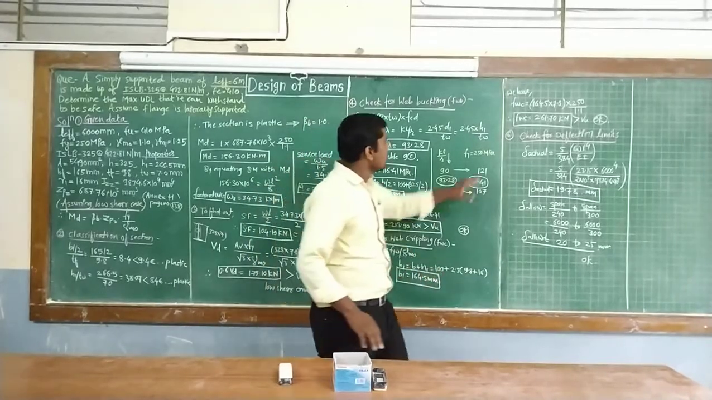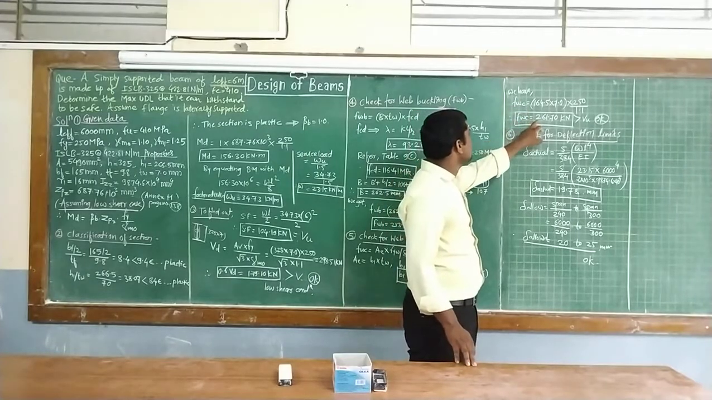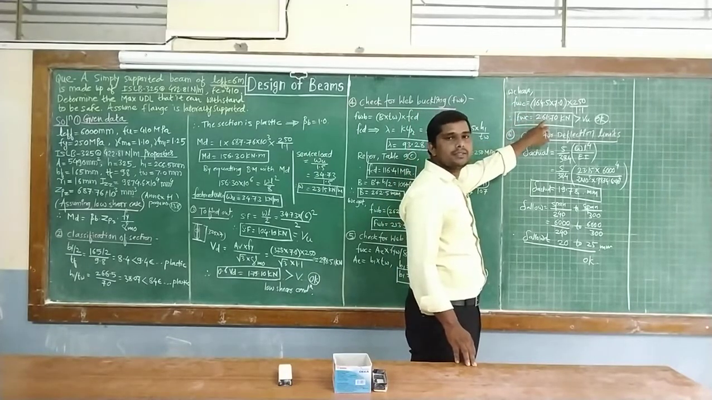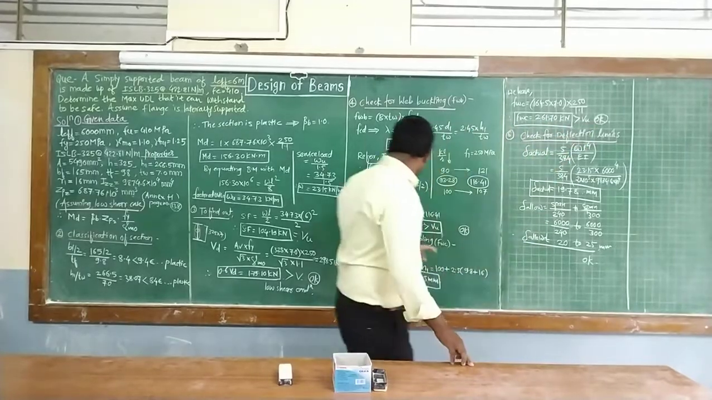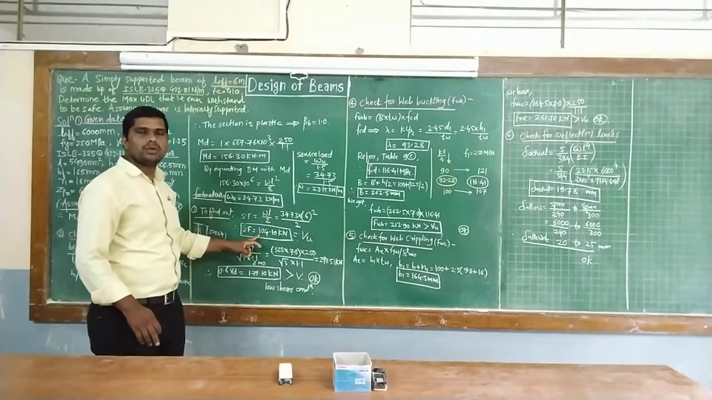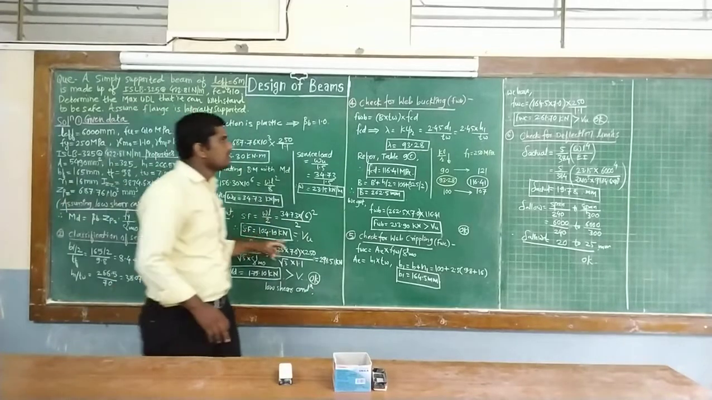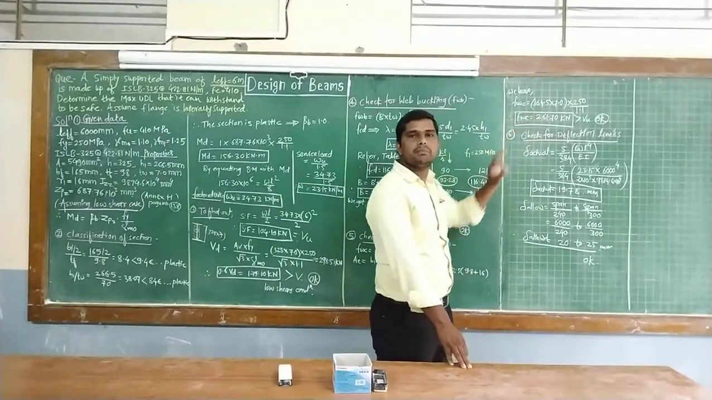By substituting all values in the check for web crippling, Fwc is equal to 261.70 kilonewton, which is greater than the maximum shear force, 104.90 kilonewton. So it is again safe under the check for web crippling.